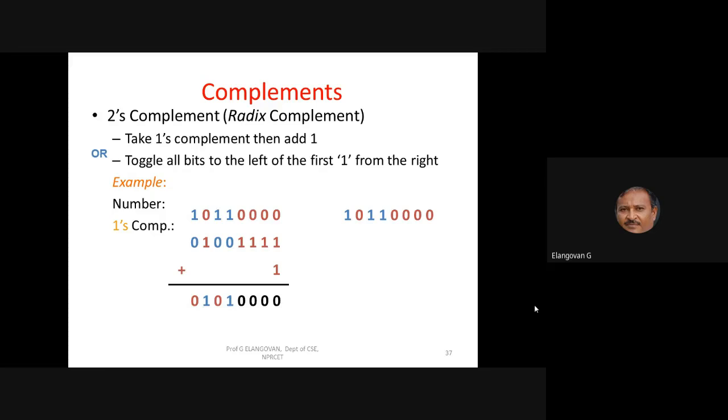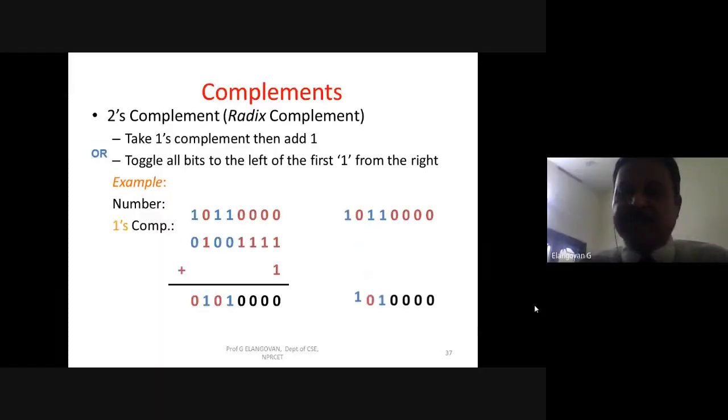We start from the right hand side of the number till the first one. So the last 4 zeros are copied as they are, and the first one is also copied as it is. So now you have 101. Now we change it to 010. That's it. You will end up with the same answer.